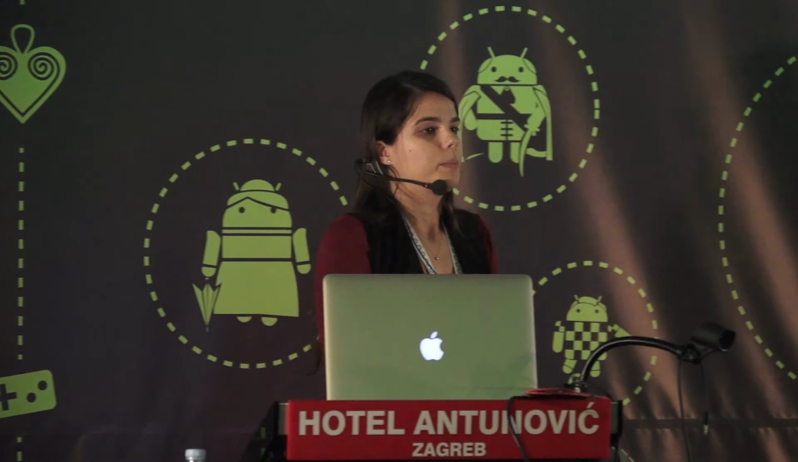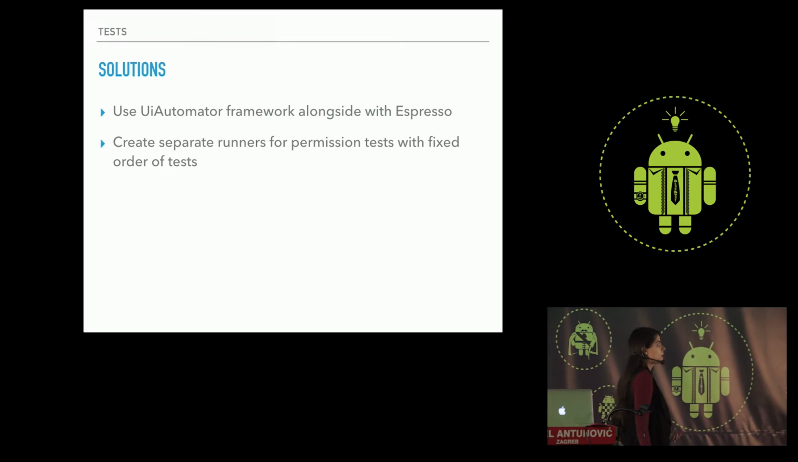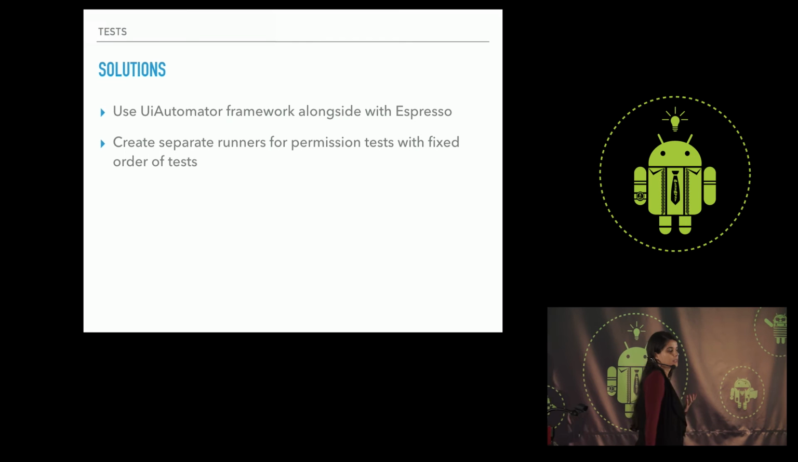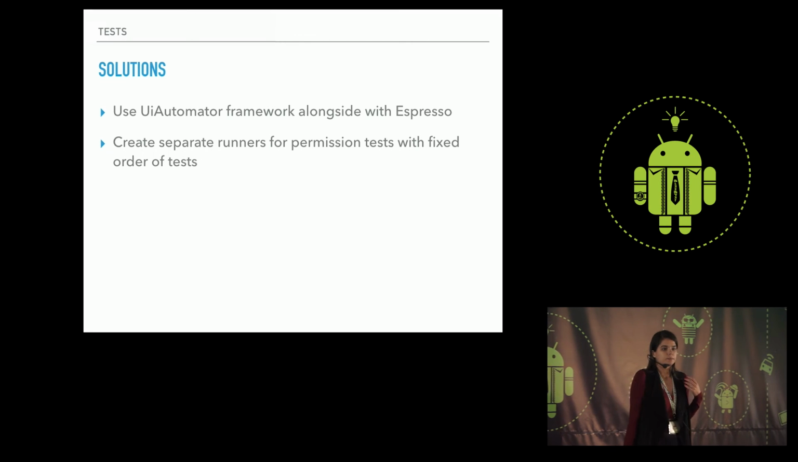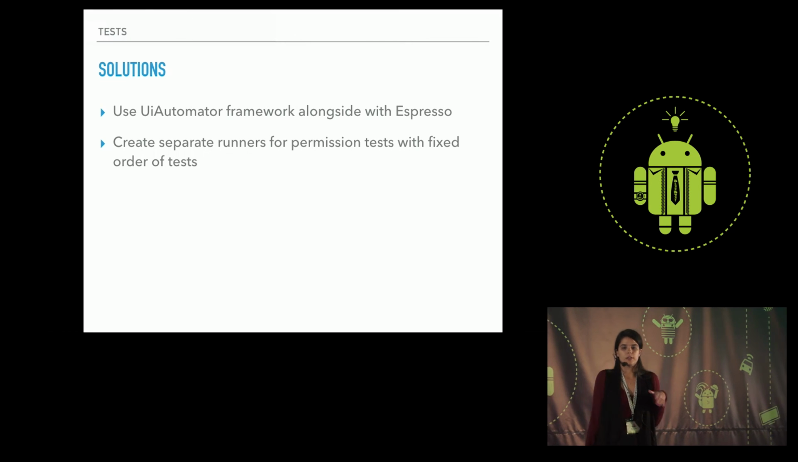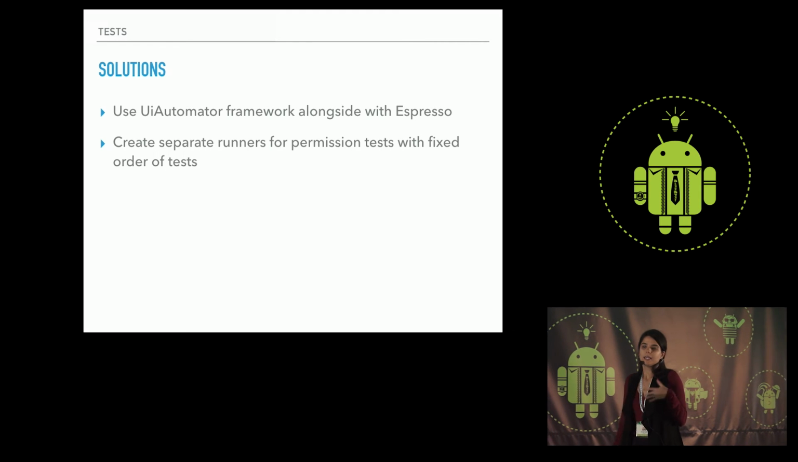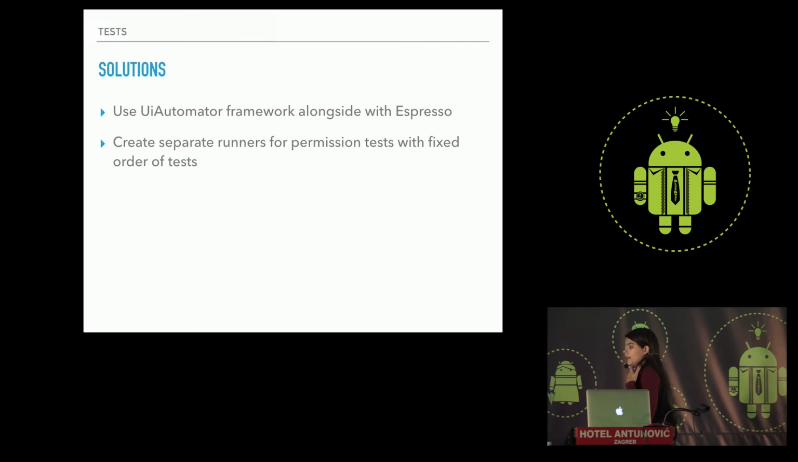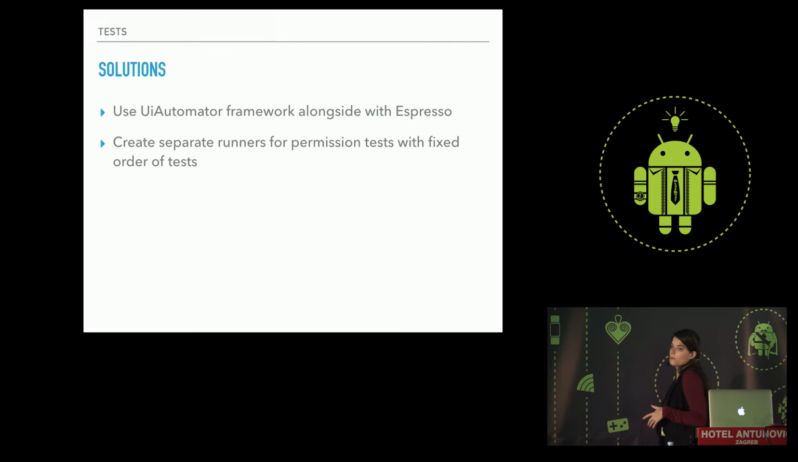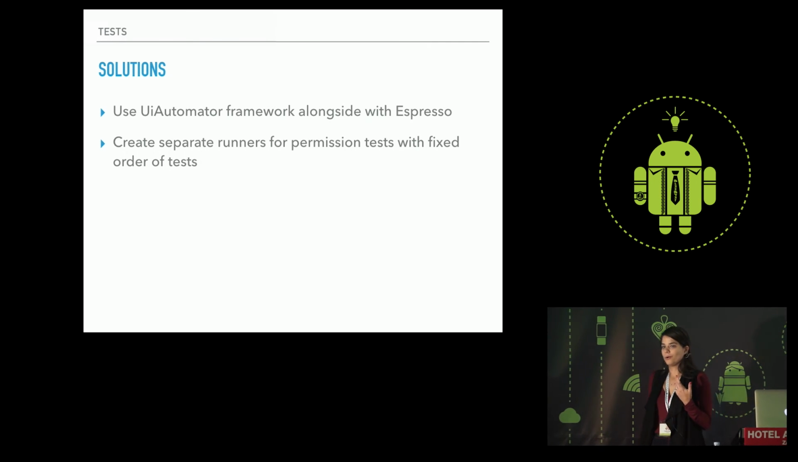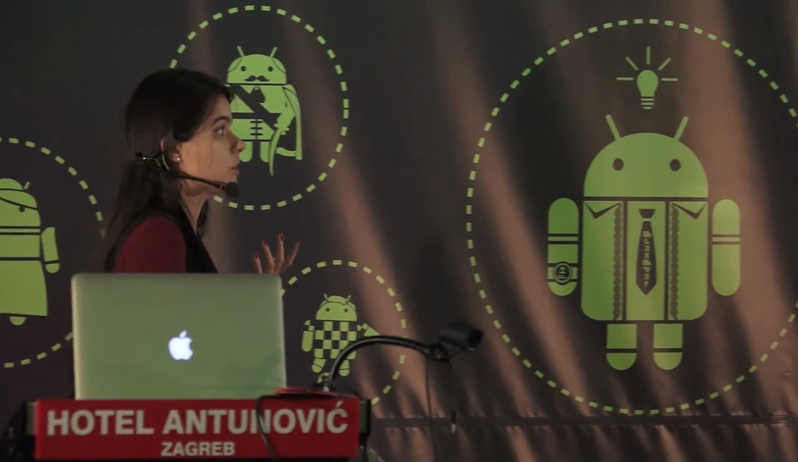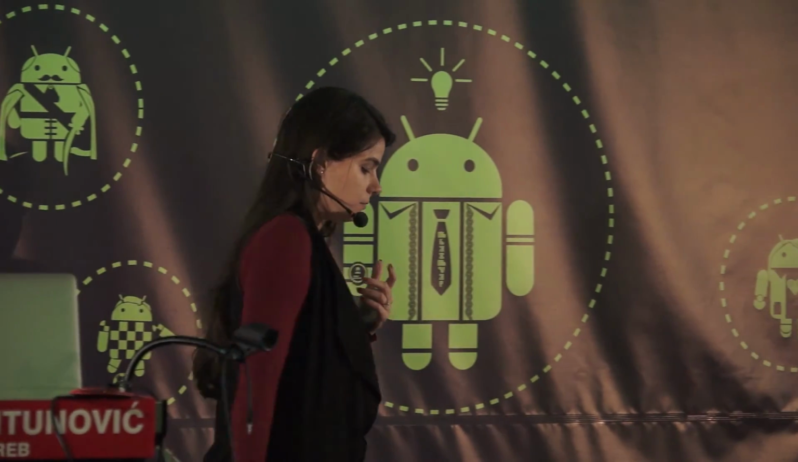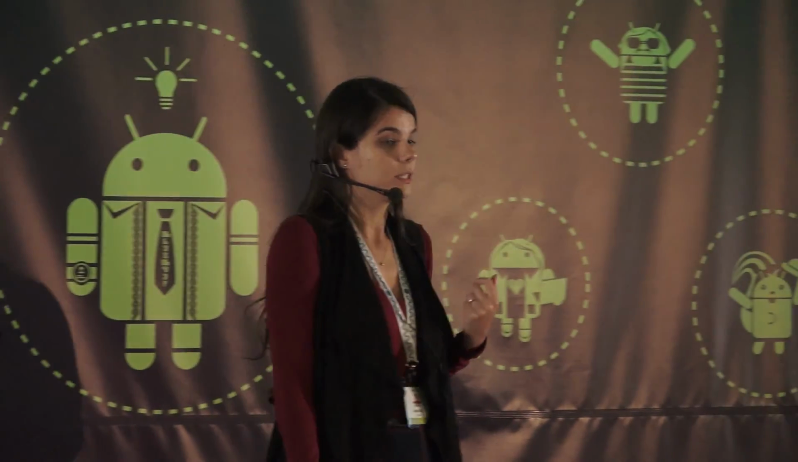The second solution is something that we are not really proud of, because now we rely on fixed order of tests. Basically, we test deny permission scenario, then show rationale permission scenario, and in the end, grant permission scenario. And we also have separate runners, one to run all our tests with permissions granted, and the second one to test permissions only. In between, we use a Gradle task to revoke the permissions.